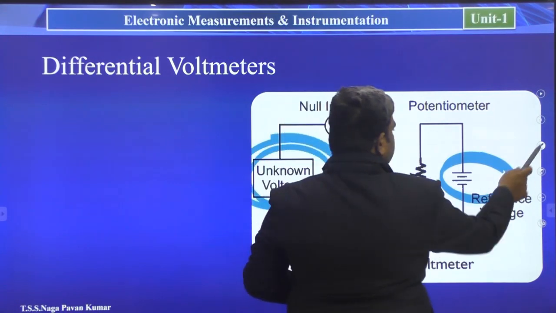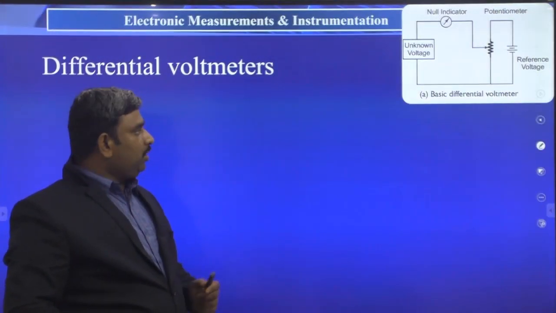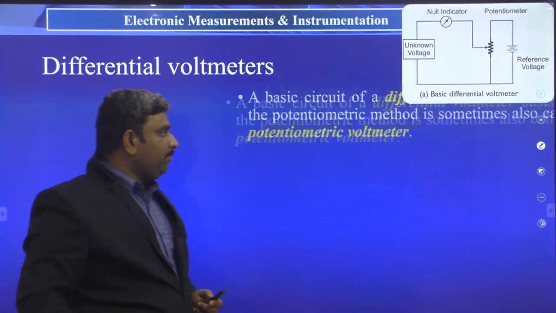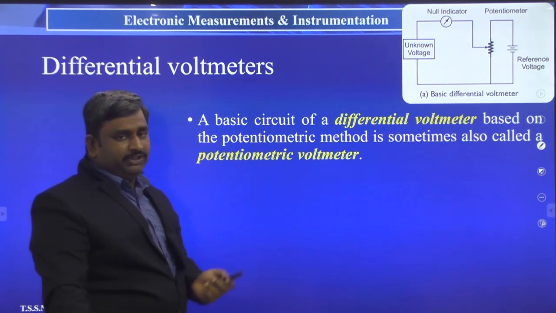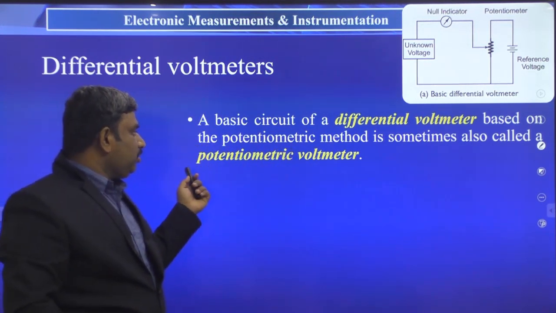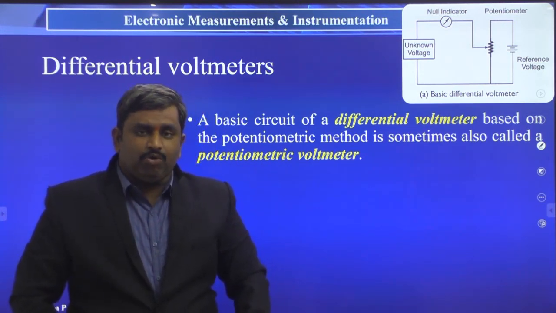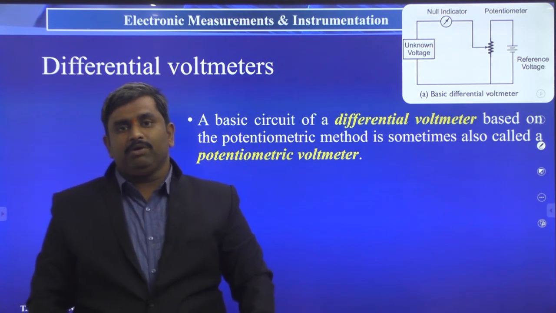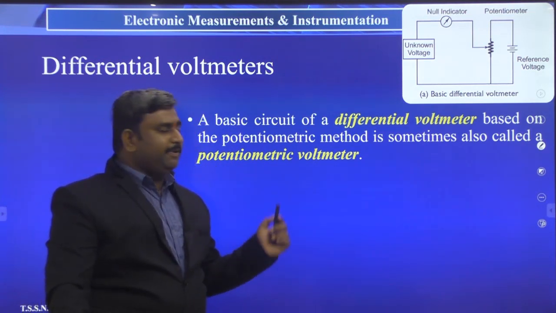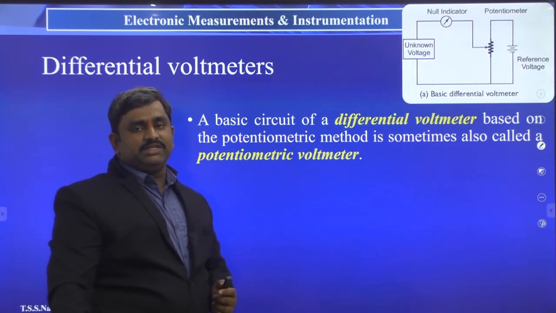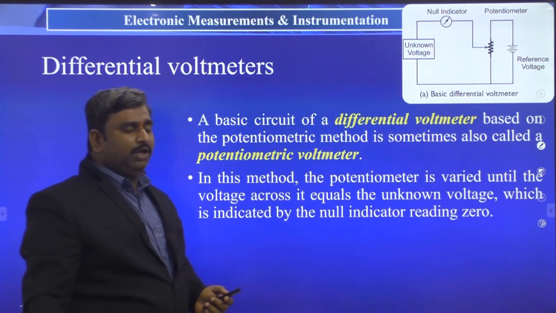Now coming to the theoretical explanation. A basic circuit of a differential voltmeter based on the potentiometric method is sometimes also called a potentiometric voltmeter. We call it that because the differential voltmeter works on the principle of potentiometric resistance variations.